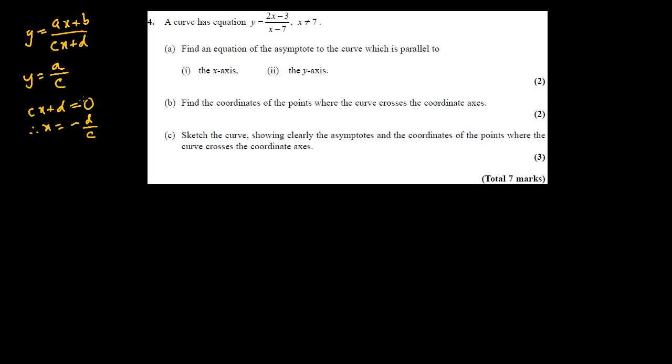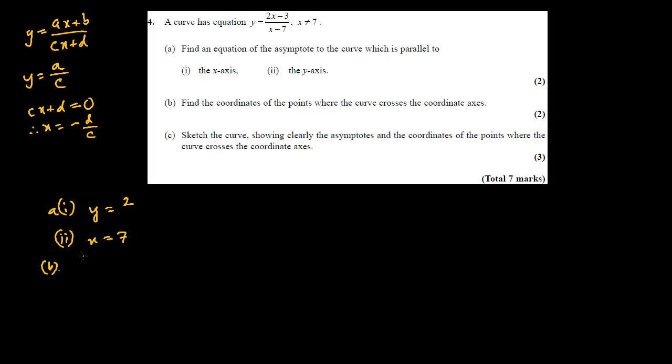Asymptote is simply when you divide a number with a very small number, it becomes a very large number, and that number which is so large that it cannot be expressed, we call it asymptote. Now, let's start with question number 4a. So a1, write down the asymptote parallel to the x-axis. So that is the asymptote of y. So y equals, the coefficient of x upstairs is 2 divided by the coefficient of x downstairs is 1. So I'm going to write just 2. Then the asymptote parallel to the y-axis is going to be the asymptote of x. So downstairs equals 0. So x minus 7 equals 0. So I'm going to write x equals 7 directly.